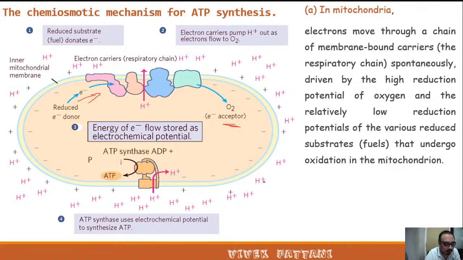You can view clearly that the hydrogen ions will accumulate at the end of the electron transport chain. Now comes the role of ATP synthase. The energy of electron flow is stored as an electrochemical potential in the form of protons, and ATP synthase uses this electrochemical potential to synthesize ATP.